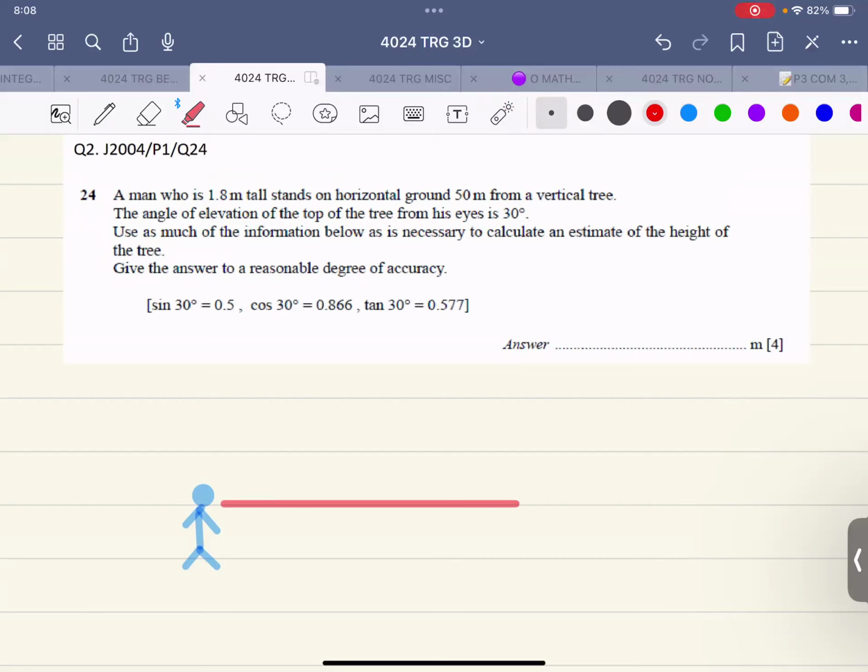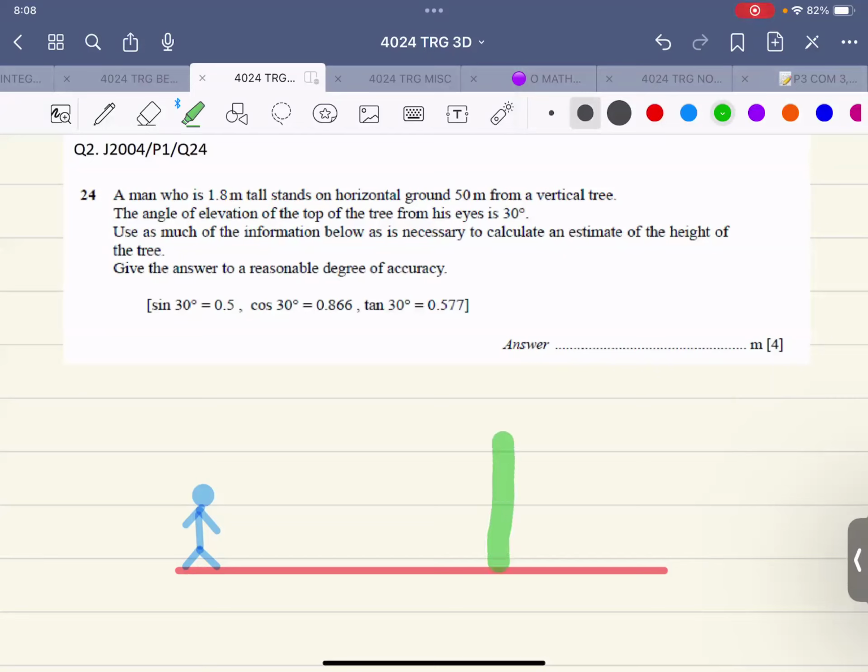And he's standing on horizontal ground. So this is the horizontal ground like this, and 50 meters from a vertical tree. So the tree I'm drawing like this. That's a green tree. And the angle of elevation of the top of the tree from his eyes is 30 degrees. So let me draw this line.